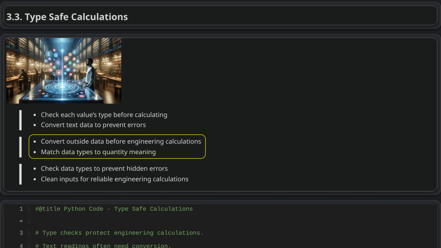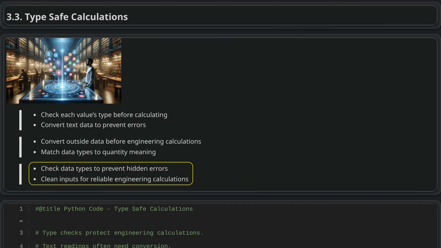This is especially important when input from forms or files arrives as text, even if it represents numbers. Use integers for counts and decimals for measurements, so calculations stay precise and match the real-world meaning of the data. Type-safe thinking helps prevent hidden errors by making sure data is in the right form before calculations or comparisons. Values like currency amounts, missing measurements, or text-based readings may need cleaning or conversion first. In engineering, careful type checks and appropriate built-in functions support safer, more reliable, and more accurate programs.